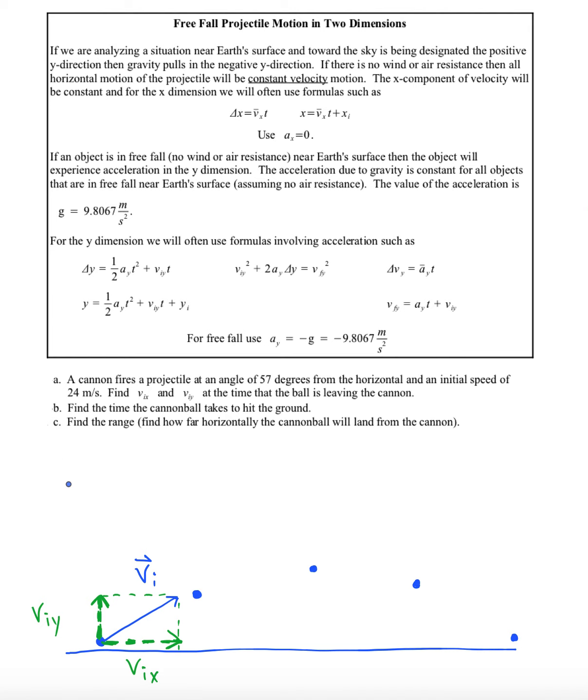Now, in past videos, I showed how to find components of a vector. They have the formulas VIX equals VI times the cosine of theta in standard position. And we also have VIY equals VI sine of theta in standard position. Now the angle is 57 degrees. My scale is a little off. I suppose the vector arrow should be a little higher.